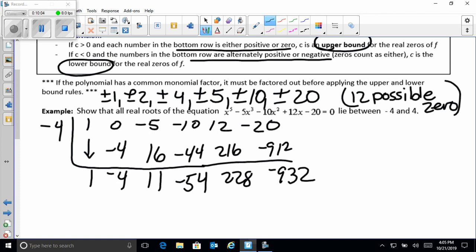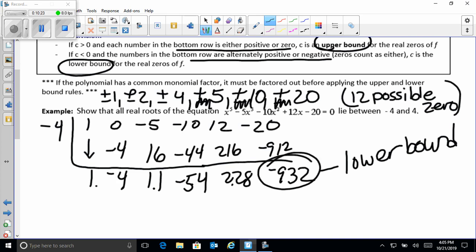You can see these are alternating: positive, negative, positive, negative, positive, negative. That means this is a lower bound. That means I will not have zeros below -4. So -5 won't be one, -10 won't be one, -20, and actually -4 either, because that would have been 0 if that was a zero.